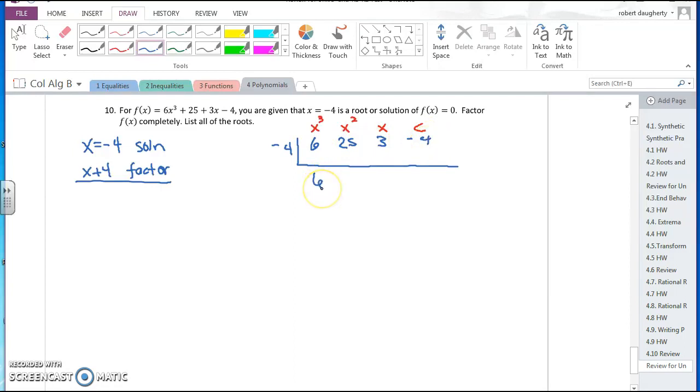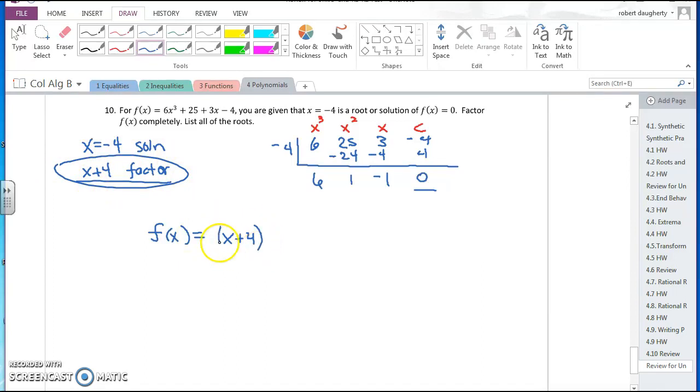So if I bring down the 6, I get negative 24. Add that to get 1. Multiply to get negative 4. Add to get negative 1. Multiply this to get 4 and a 0. Okay, so that means that this is a factor. So f of x equals, here's my factor, x plus 4, and then I just need to read the solution that I found. That's my x squared term, my x, and my constant. So this is 6x squared plus x minus 1.